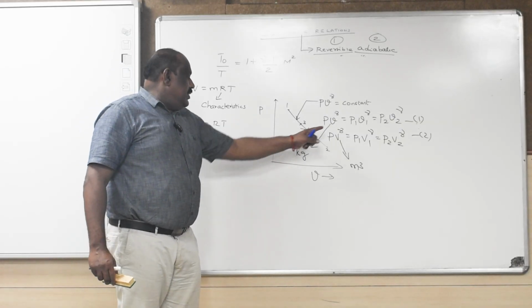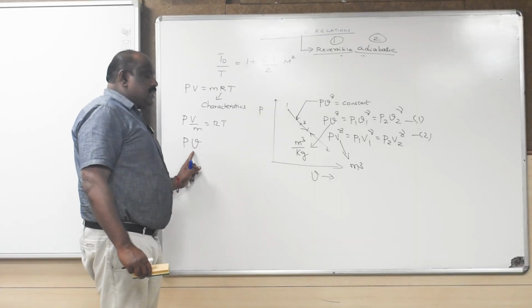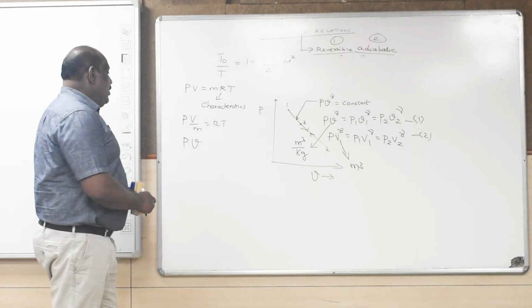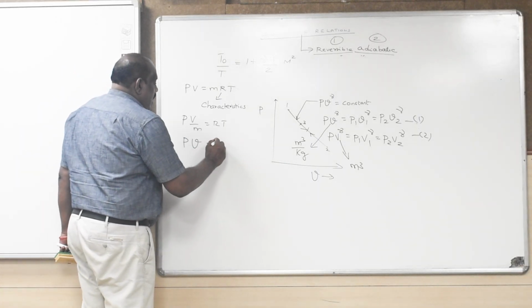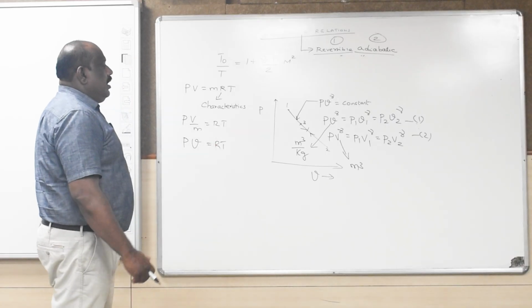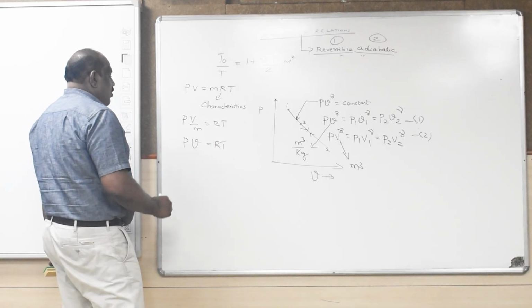So small v is equal to what? Meter cube per kilogram. So this is equal to what? Small v, specific volume. So P into v equal to what? RT. P into v equal to RT.